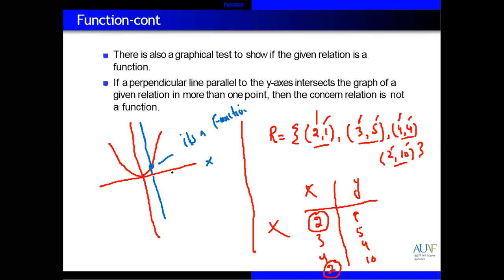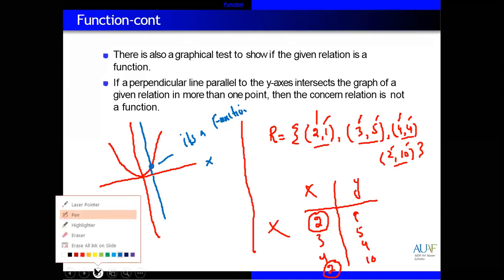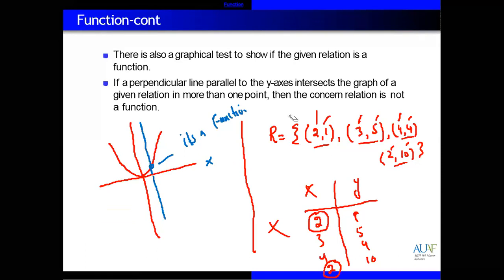But if the vertical line touches the graph at two different points, then that means it's not a function. Like what? Let me draw another graph.